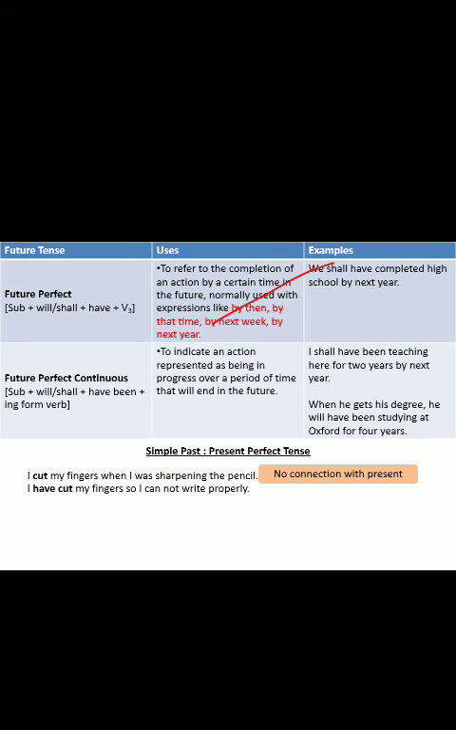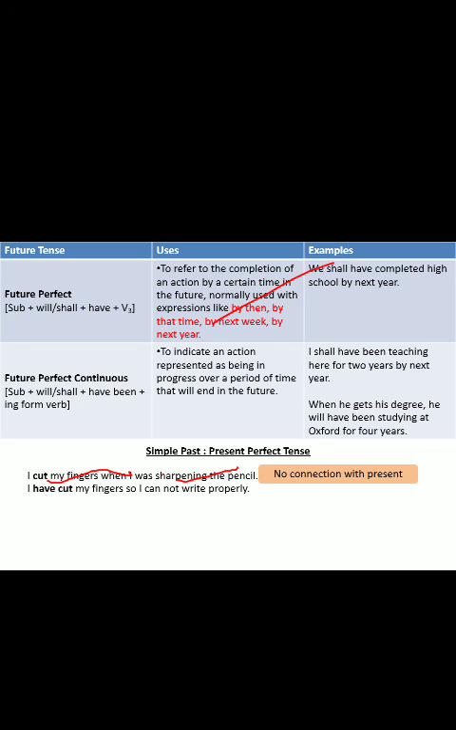Here, this sentence has two actions. One is the action of being cut by a knife on your fingers, and the second action is the action of sharpening the pencil with the knife. So both these two actions expressed in the sentence have no definite connection with the present.